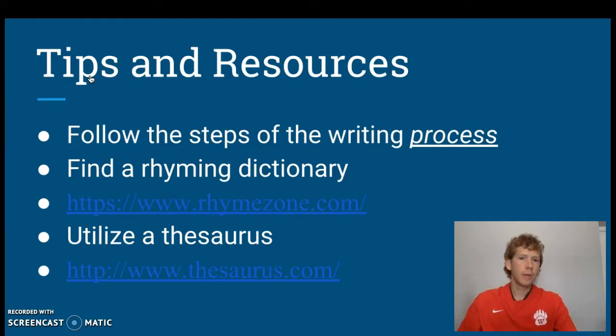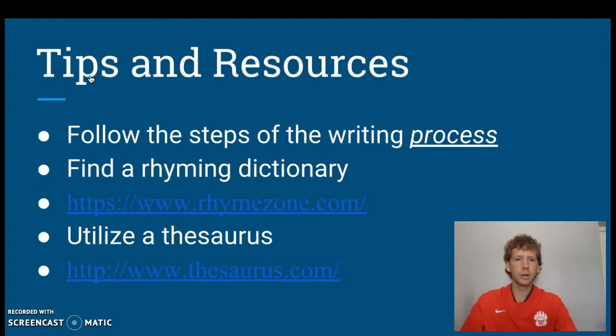A few resources to help you out with that. If you're having trouble rhyming, you can see I included a link to a rhyming dictionary. What that is, it works very much like a regular dictionary. You type in a word, but instead of giving you a definition, it'll give you other words that rhyme or almost rhyme with that word. That can be really helpful when you're creating limericks and poetry.